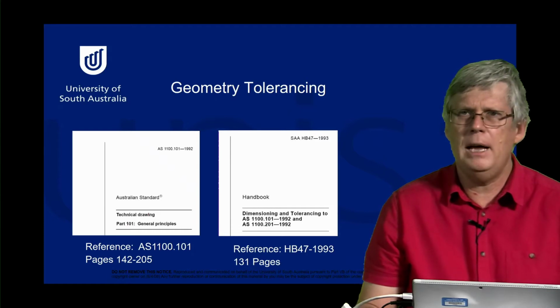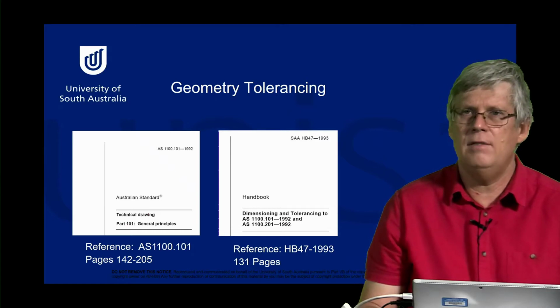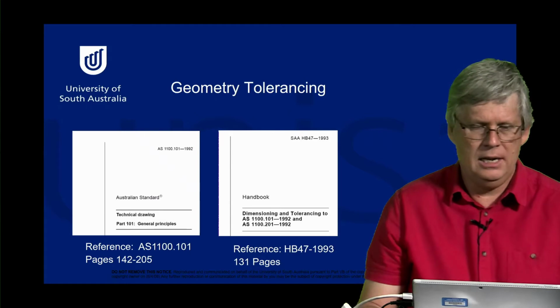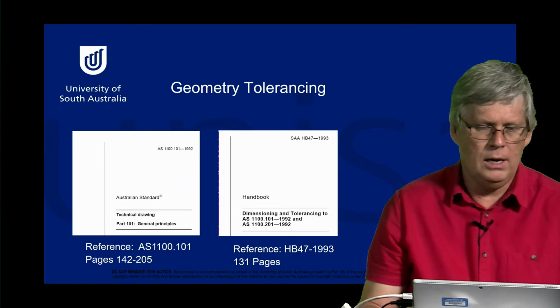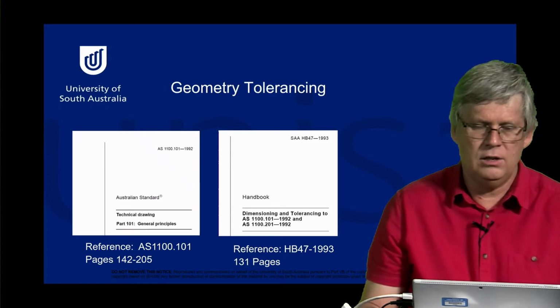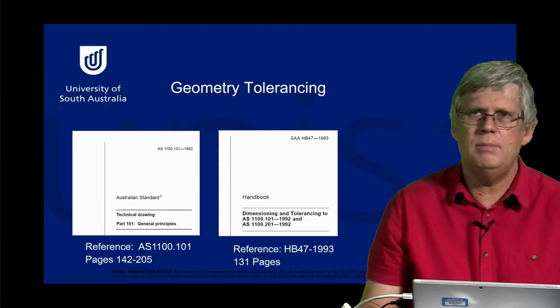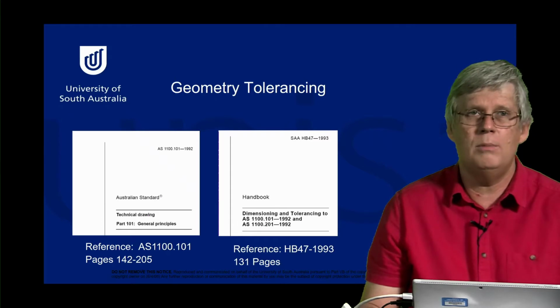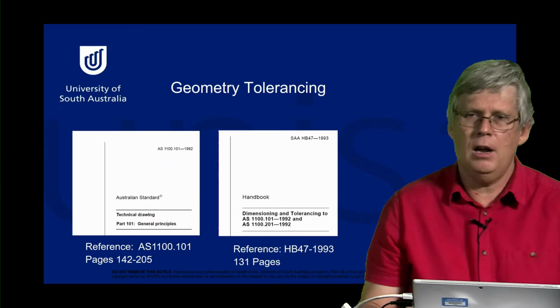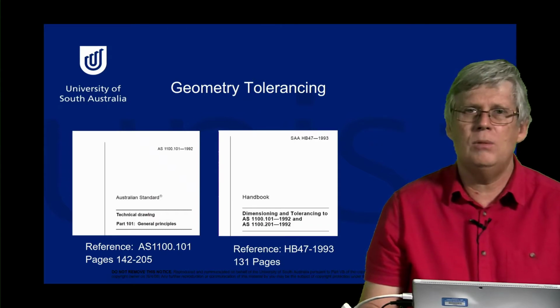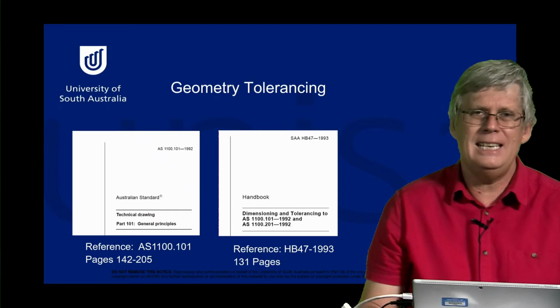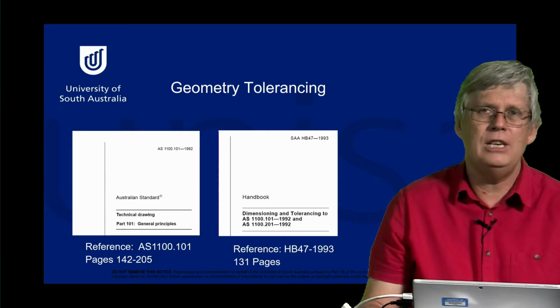There are quite a lot of pages in the AS 1100 standards. You can see here there are several hundred, or nearly 200 pages of information about how to do just geometry tolerancing. It's quite a complex issue, but I will take you through some of the basics so that you know it exists and you're able to read and understand it, and know where to look to find what these symbols and information mean.